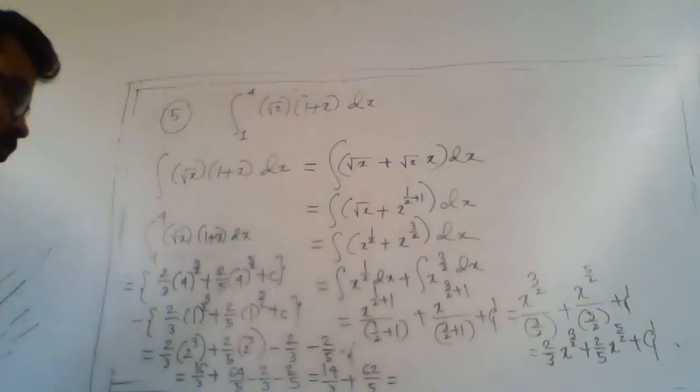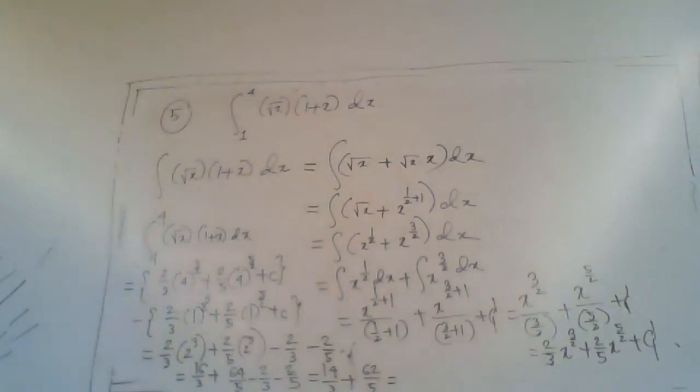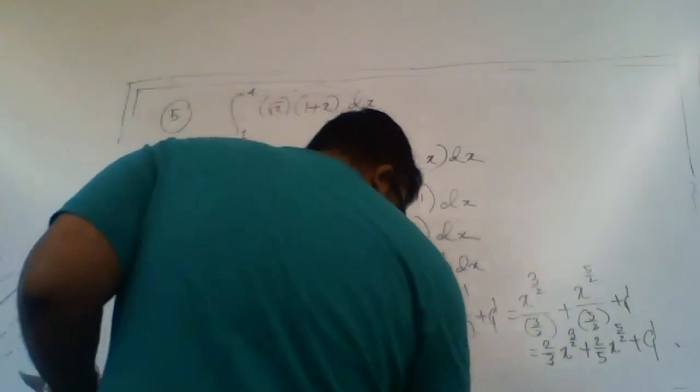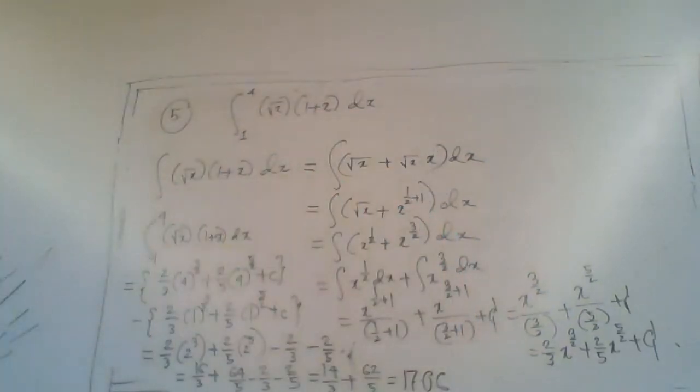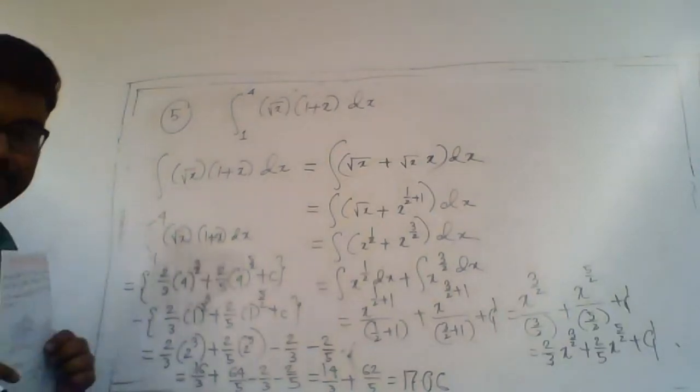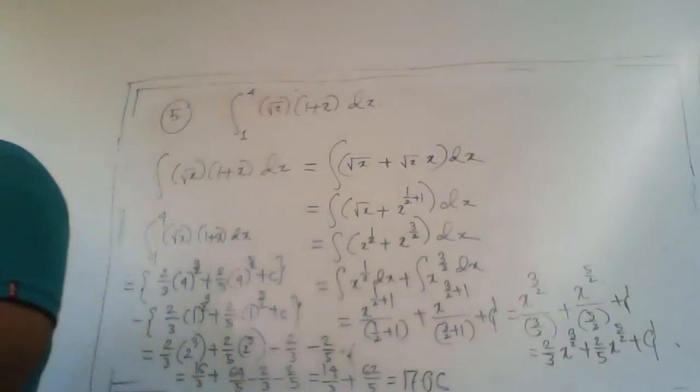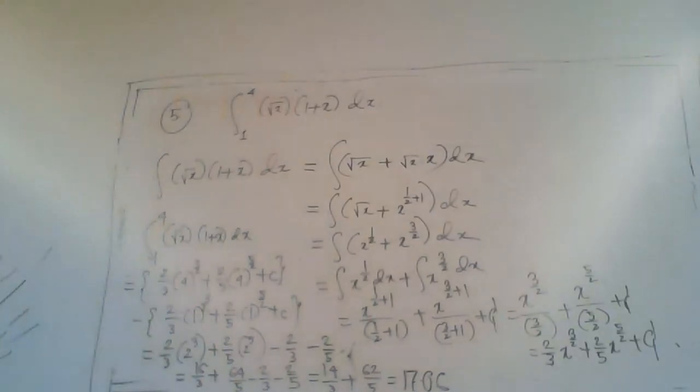And now if you use a calculator and find out the value, you get 14 division 3 plus 62 division 5. You get 17.06 as your answer. Now let's take the next problem.